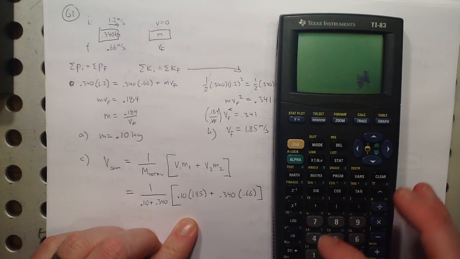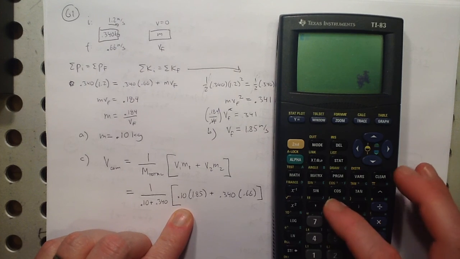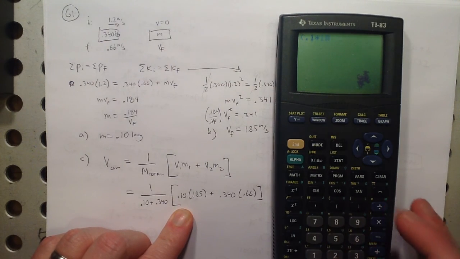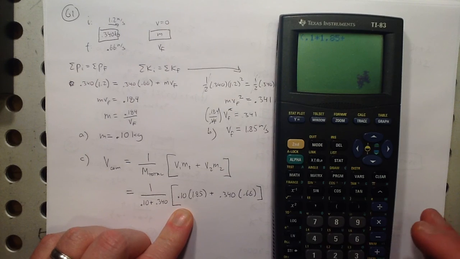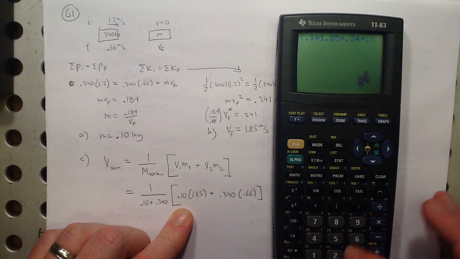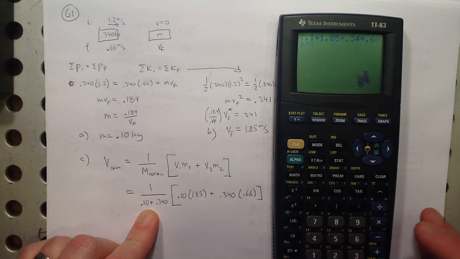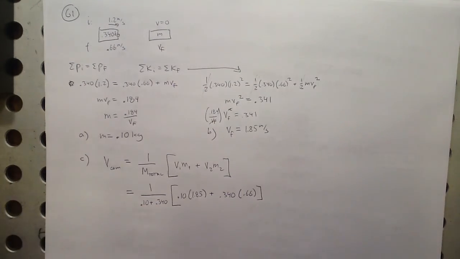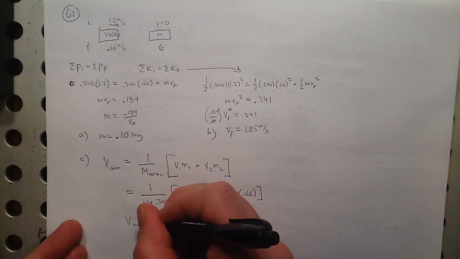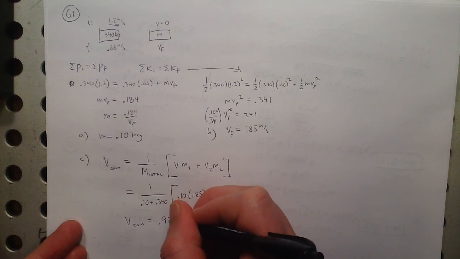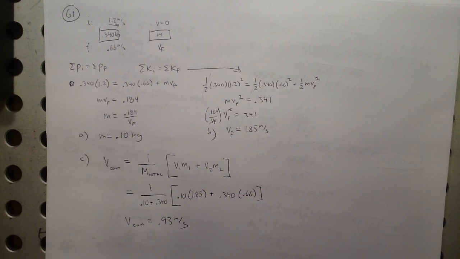So let's see. We do 0.1 times 1.85 plus 0.34 times 0.66. I'm going to divide that all by 0.44. And that's 0.93 meters per second. And doesn't that just agree with the book? So there you go, momentum.